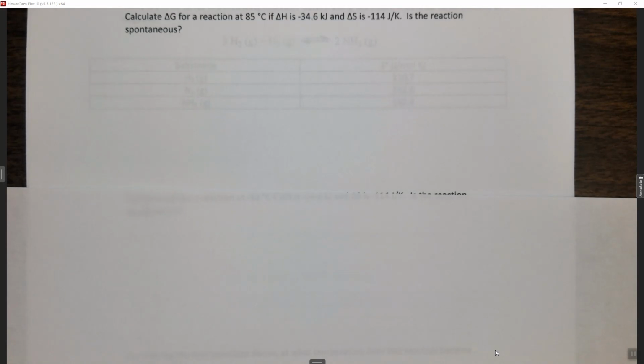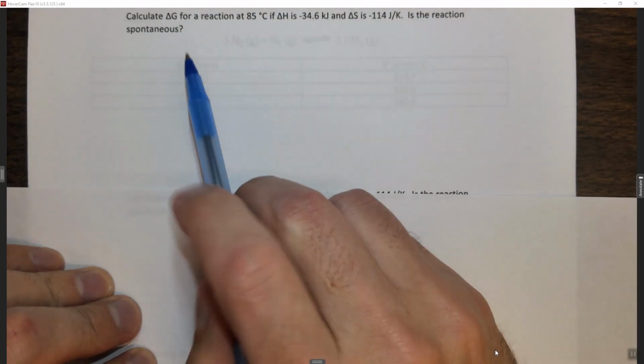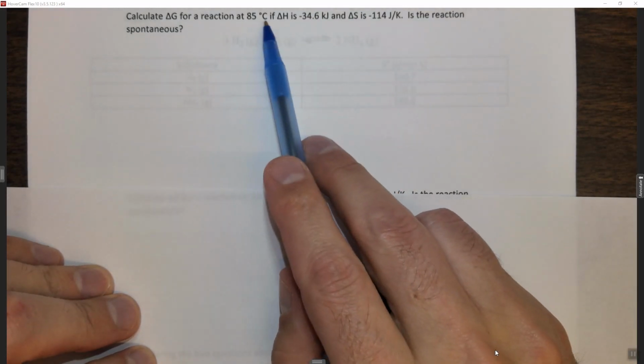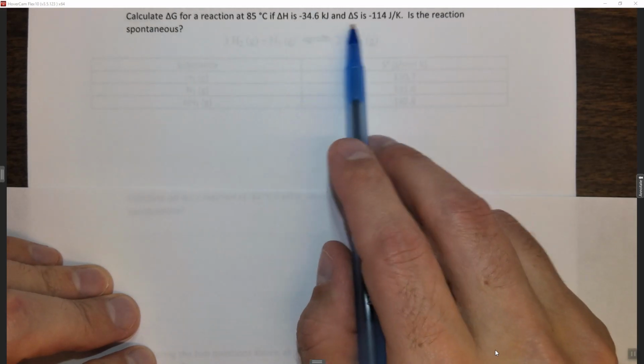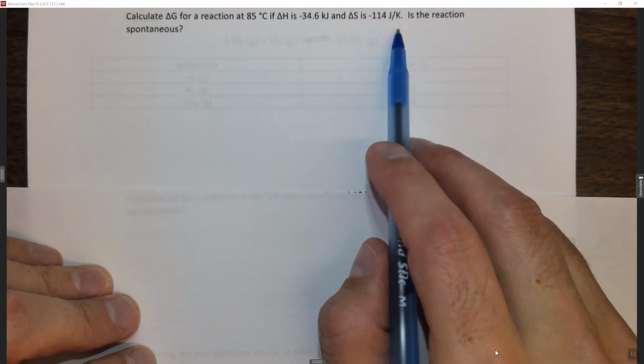So in the previous example, we looked at delta G, delta H, and delta S kind of conceptually. But now we're actually going to plug some numbers in. It says calculate delta G for the reaction at 85 degrees C if delta H is minus 34.6 kilojoules and delta S is minus 114 joules per K.